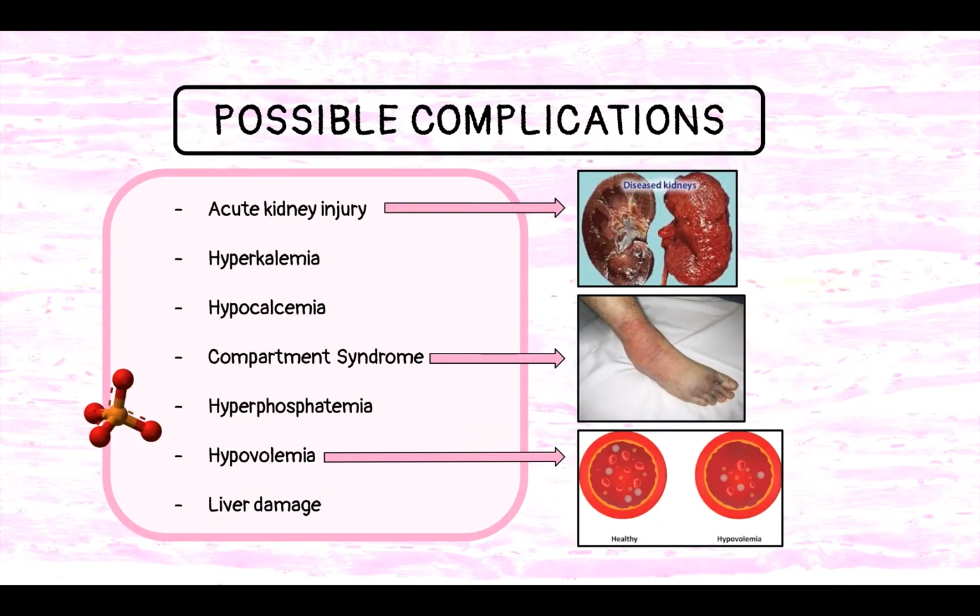Rhabdomyolysis can lead to many complications, with the most serious being acute kidney injury. Hyperkalemia, hypocalcemia, and hyperphosphatemia can all occur. Compartment syndrome, pressure buildup from the swelling of tissues and/or internal bleeding, can be a serious consequence of rhabdomyolysis. Another serious complication is hypovolemia, which is when the amount of plasma in the blood is too low. Both of these conditions can result in organs or tissues not receiving enough blood or oxygen, which is life-threatening. In approximately 25% of cases, rhabdomyolysis leads to liver damage.